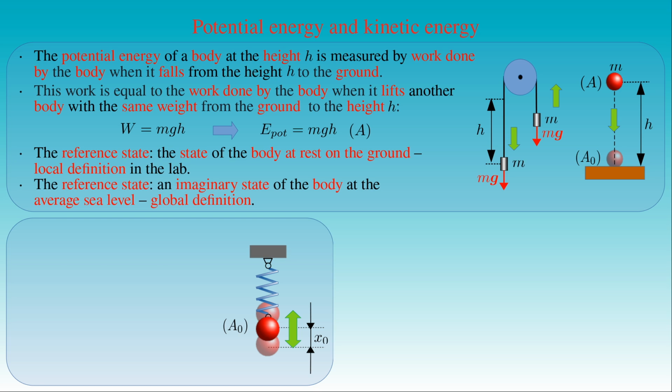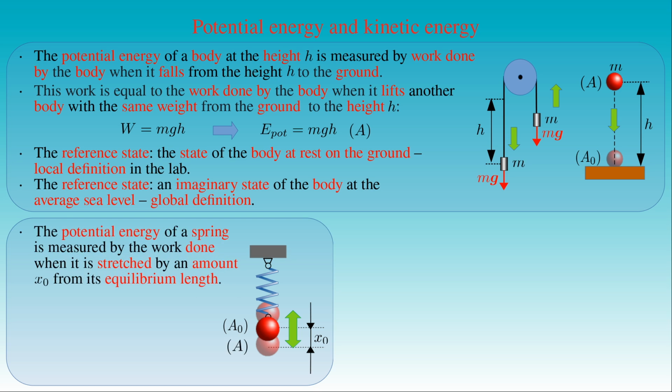The potential energy of a stretched spring in the state A with the displacement x0 is measured by the work done when it is stretched by an amount of x0 from its equilibrium length. Since this work is equal to 1 over 2 times the spring constant k times the square of the displacement x0, the potential energy of the spring in the state A with the displacement x0 is also given by 1 over 2 times k times x0 squared.